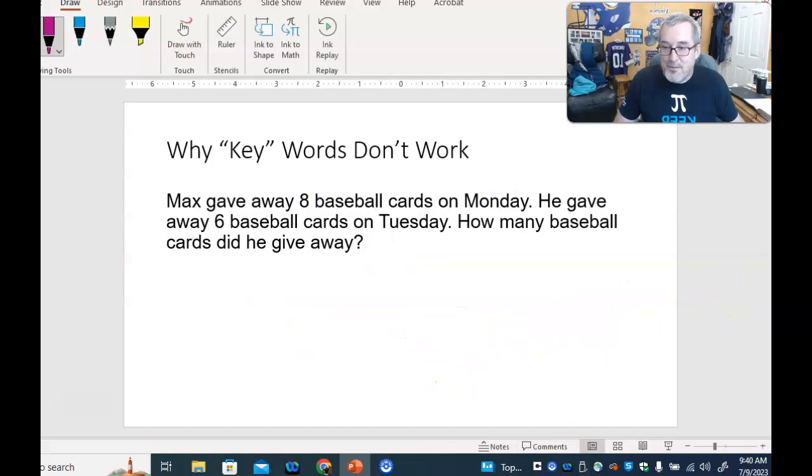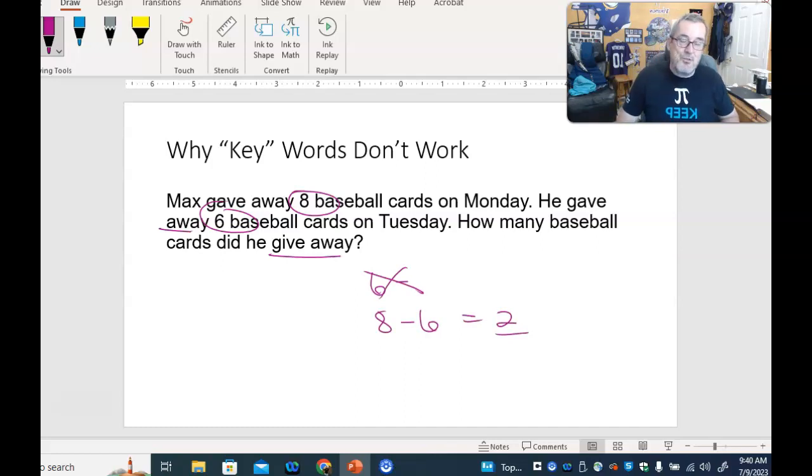All right, here's another example. Max gave away 8 baseball cards on Monday. He gave away 6 baseball cards on Tuesday. How many baseball cards did he give away? Oh, "give away," "give away," "give away." Circle the numbers. "Give away" means subtract. So I'm going to subtract 6. Oh, you can't subtract 6 minus 8, but you can subtract 8 minus 6 and get 2. I'm going to say the answer is 2.